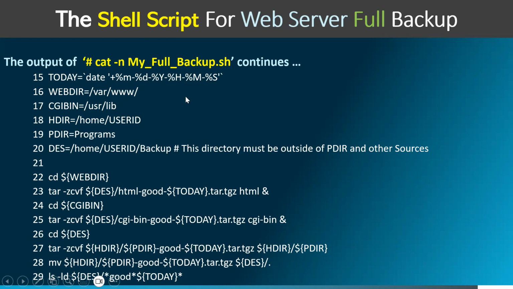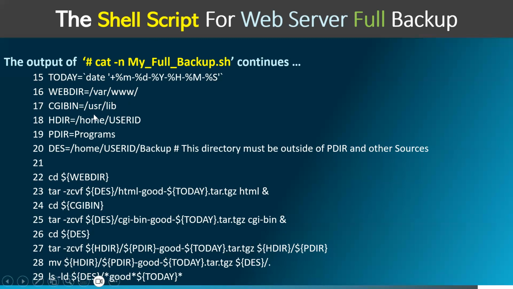Then the web directory that I want to back up, the entire HTML directory, is under /var/www. And you might have it in a different location, so you have to adjust it there. Similarly, the cgi-bin is under /usr/lib. And if yours is in a separate place, you just put that path here.